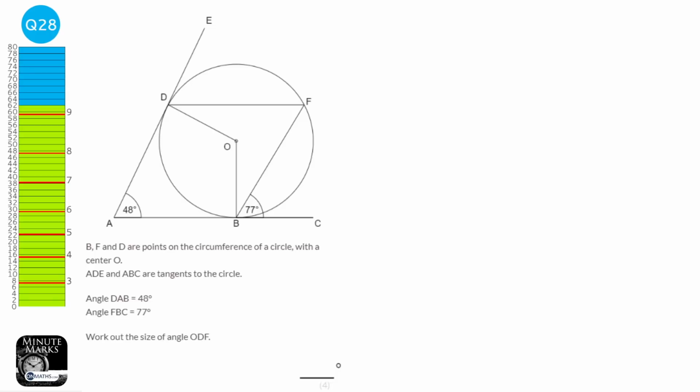So with all these circle theorem questions, there's multiple ways of doing it. I'm going to show one way, but if you've got a different way and you get the right answer in correct methods, then please feel free to use that.